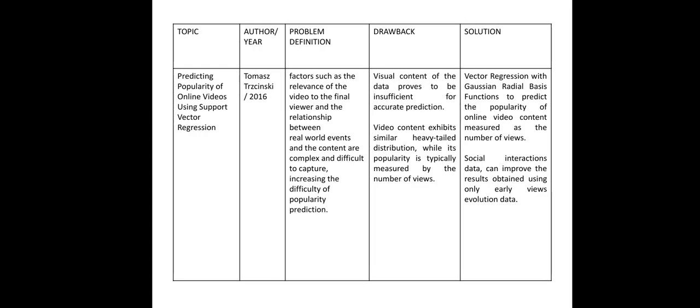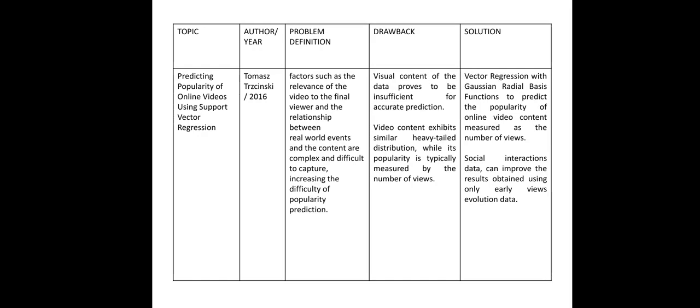Predicting popularity of online videos using support vector regression is the next topic. Problem definition: factors such as the relevance of the video to the final viewers and the relationship between real world events and the contents are complex and difficult to capture, increasing the difficulty of the popularity prediction.